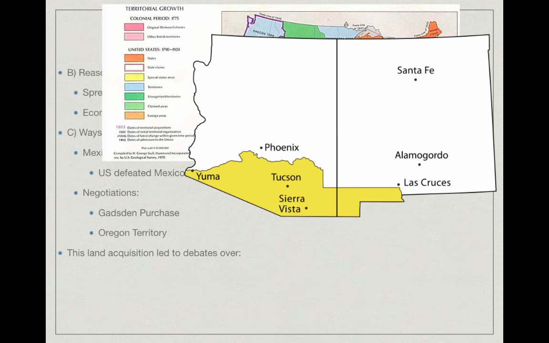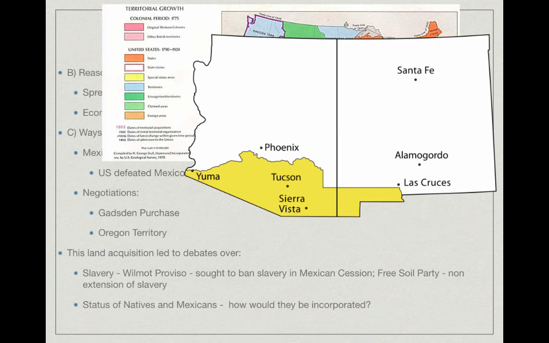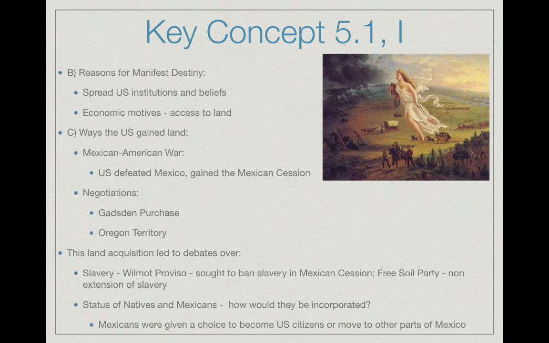Now, this land acquisition did lead to debates over things like slavery. David Wilmot was a congressman from Pennsylvania, and he introduced the Wilmot Proviso, and he sought to ban slavery in the Mexican Cession. And this is kind of the idea of the Free Soil Party, which sought the non-extension of slavery. So the number one debate will be over slavery. Will this newly acquired land be free or slave? The status of Native Americans and Mexicans was the debate. How would they be incorporated? Mexicans, after the Mexican-American War, were given a choice to become U.S.